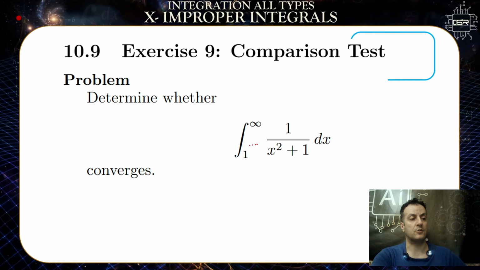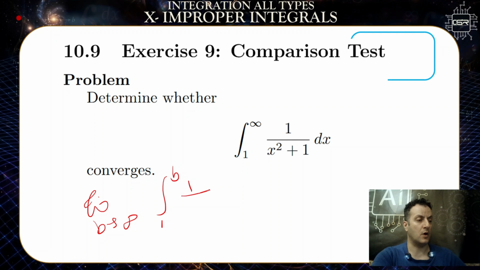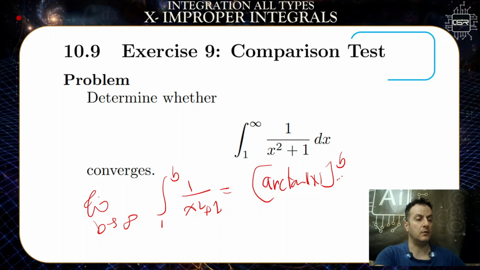Determine whether this integral converges. So the limit as b approaches infinity of the integral from 1 to b of 1 over x squared plus 1, which gives us again arctan x between b and 1, which is between infinity and 1. Okay, arctan infinity minus arctan of 1.